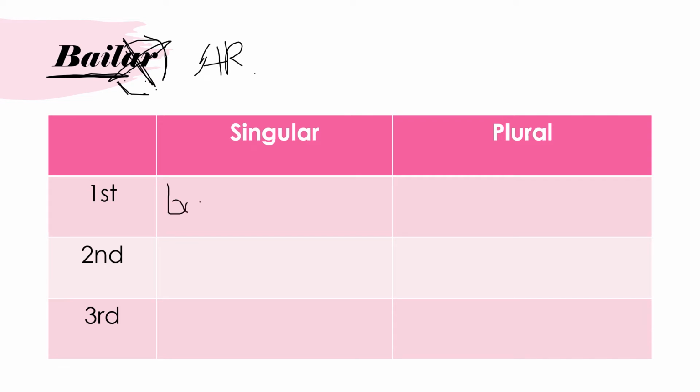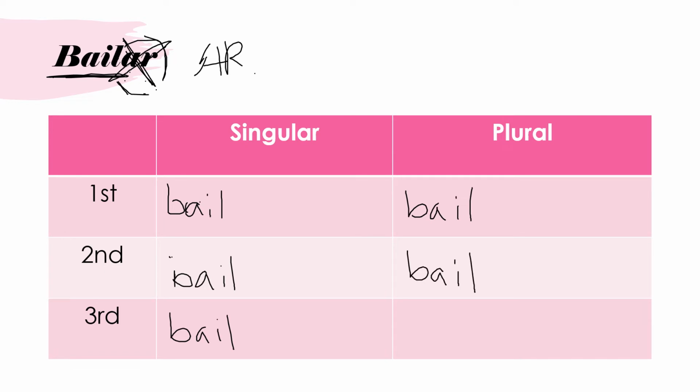All right, so I'm going to put bail into every box in my master box here. So first, second, third, singular, plural. The bail is going to remain consistent. That's going to be in all of them. All right. Oop, one more. Just forgot about that last guy. All right, so we have bail in every single one of these.